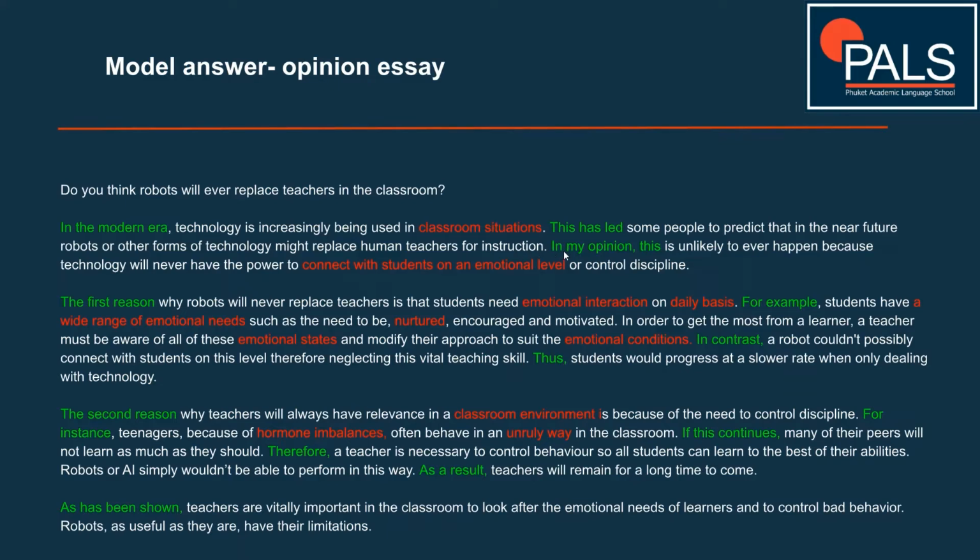In the third sentence, we get very specific and we answer this question. In my opinion, this is unlikely to ever happen because technology will never have the power to connect with students on an emotional level or control discipline. So you can see, third sentence, we directly give our opinion. Then with these last two statements here, connect with students on an emotional level or control discipline, we tell the examiner the ideas we're going to use to support our opinion. Number one, number two, which will become body one and body two.